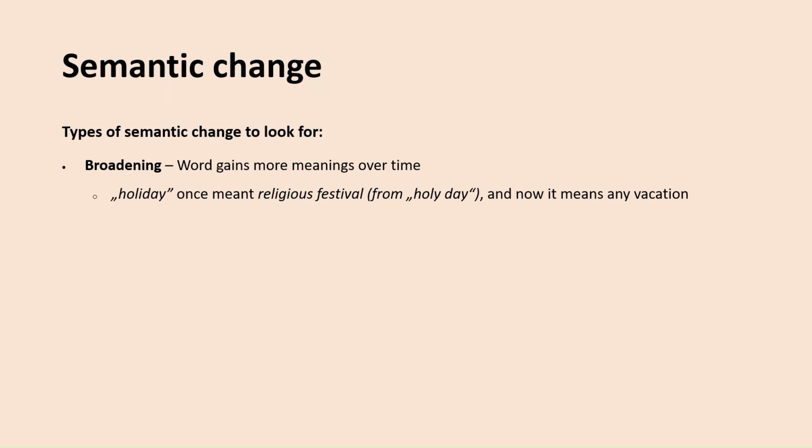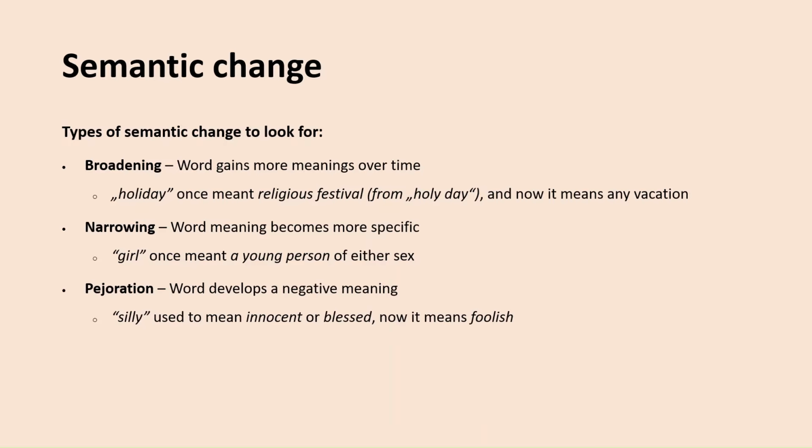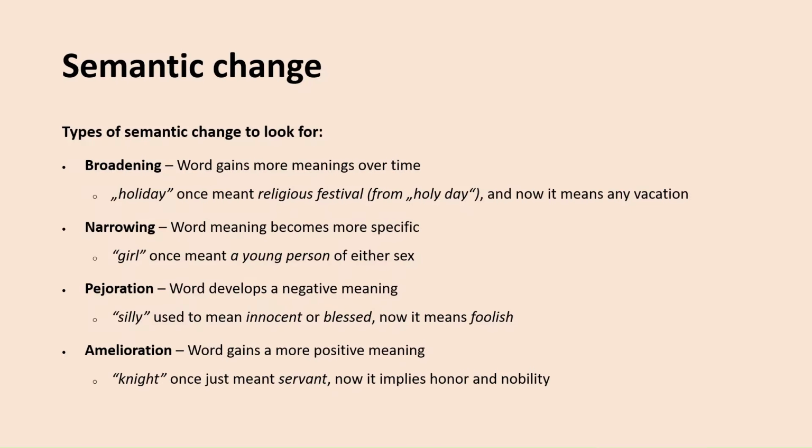The first is broadening, where a word gains more meanings over time. For example, holiday used to mean only a religious holiday, from the word holy day, and today can refer to any type of vacation. Next, we have narrowing, when a word becomes more specific. So girl once meant a young person of either sex. Pejoration is when a word develops a negative meaning. For example, silly used to mean innocent or blessed, but now it means foolish. And finally, we have amelioration, where a word gains a more positive meaning. The word knight once meant a servant, and now it implies honor and nobility.